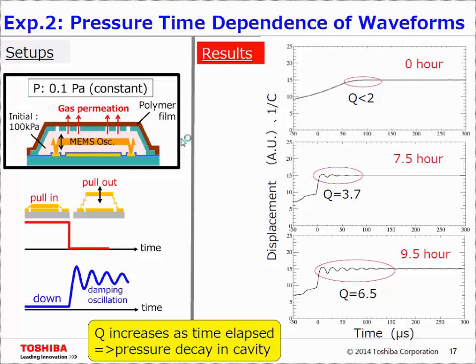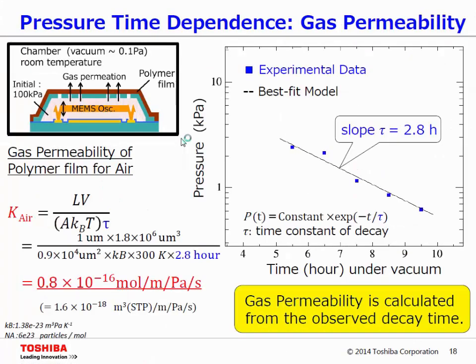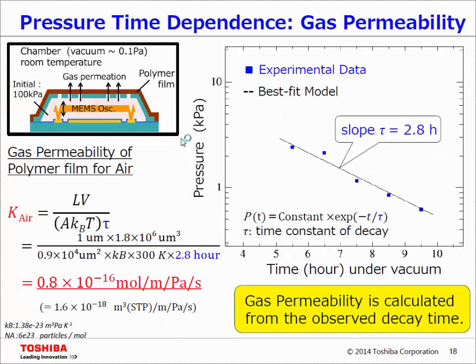So if we convert these Q factors into pressure using the relation I obtained previously, we can finally obtain a plot like this one. This is the time under vacuum in linear scale, and this is the pressure in log scale. The data points follow a linear drop, which means the pressure is decaying exponentially. If I use the least mean square method to obtain the best fit of the slope, the time constant is 2.8 hours in this case.